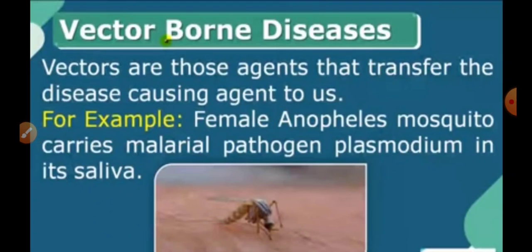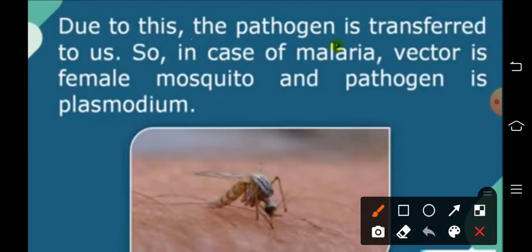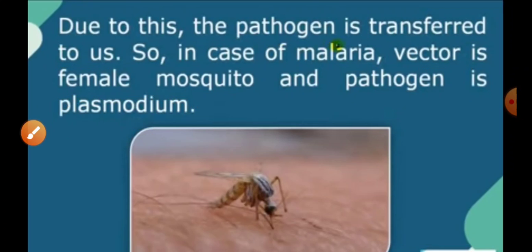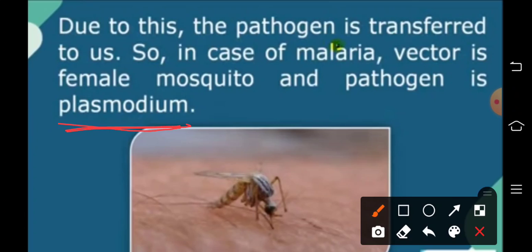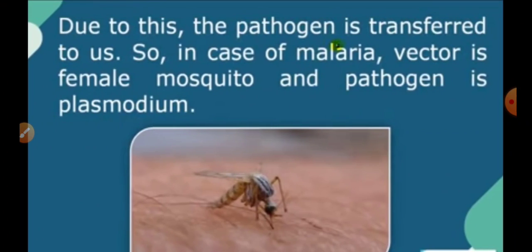And you know that the female anopheles mosquito is responsible for the transmission of plasmodium in its saliva. Female anopheles is responsible for the malaria disease, and the pathogen plasmodium is present in its saliva. Due to this, the pathogen is transferred to us. So in case of malaria, the vector is the female mosquito and the pathogen is plasmodium. Plasmodium is the causative agent of the disease. So dear students, in the next lecture we will start non-communicable diseases.